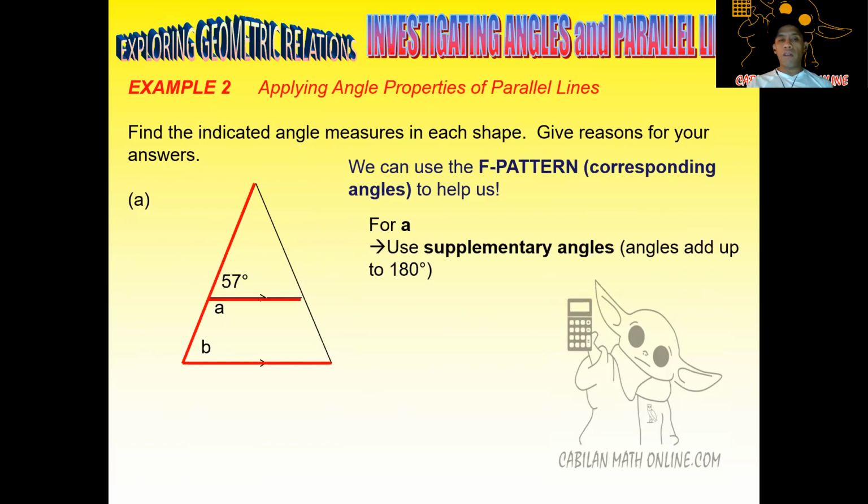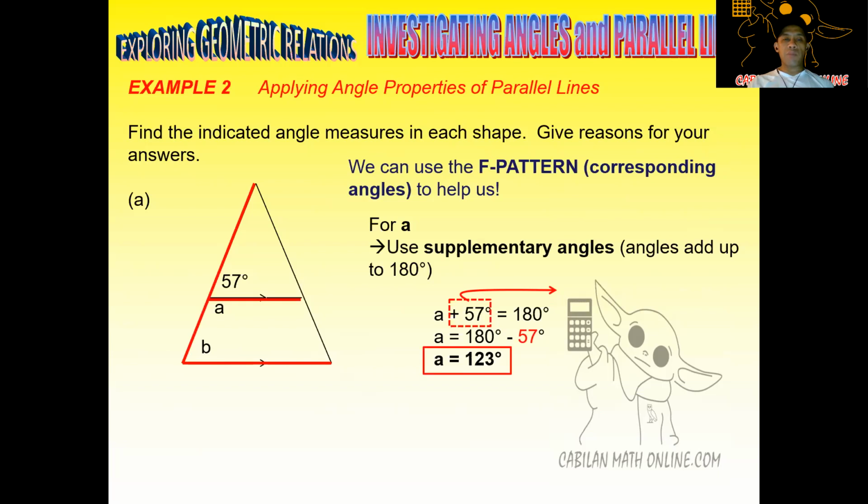To solve for angle A, all you need to understand is that A and 57, when you add them together, add up to 180. So to solve for A, we just take the 57 and subtract it from 180. So angle A will have a measure of 122 degrees. Even though we used the F pattern, we also saw that the relationship for one of the angles was supplementary.